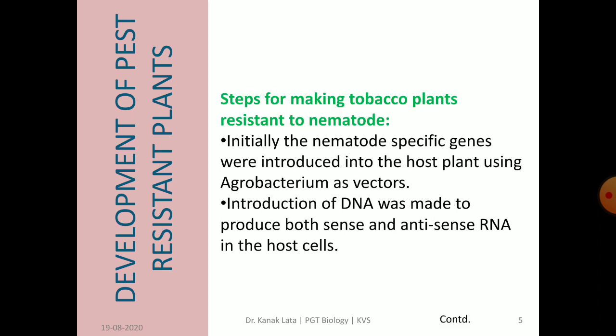Now the next topic is about what are the steps for making tobacco plants resistant to nematode. So let us see the whole process at a glance. First step is introduction of nematode specific genes into the host plant using agrobacterium as vectors. Second step is introduction of DNA to produce both sense and antisense RNA in the host cells.